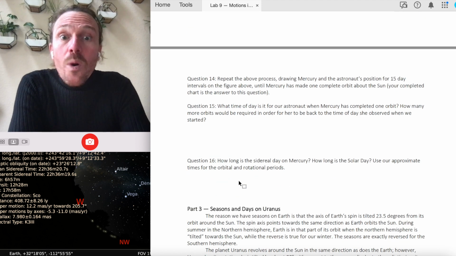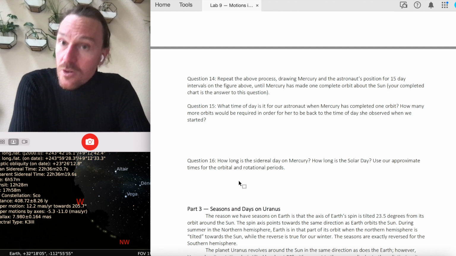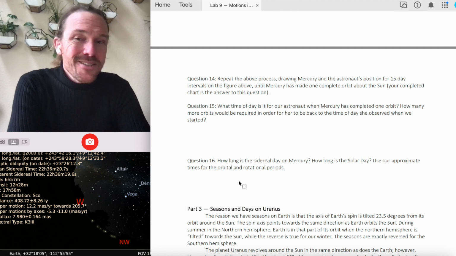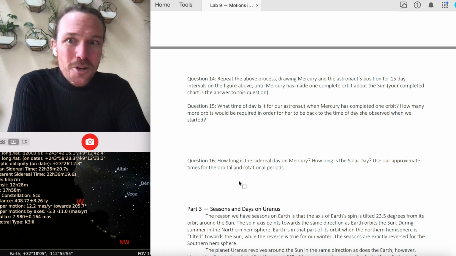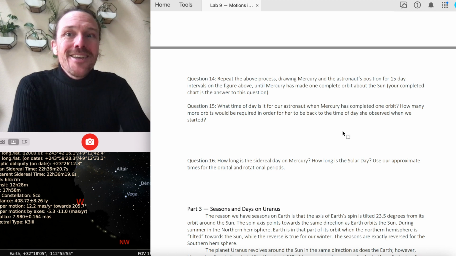Now, finally, what time of day is it for our astronaut when Mercury has completed one orbit? When we come all the way back around, what do you think? It's going to surprise you a little bit. This makes you really think. How many more orbits would be required in order for her to be back to the time of day she observed when we started? You get that?